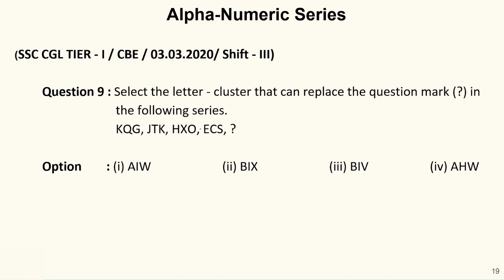Now again, if we get something like this, we have to treat them as 3 different series. So first series will be K, then J, then H, then E, and then we have to find out. Then it will be Q, T, X, C, and then we have to find out. Then it will be G, K, O, S, and then we have to find out.